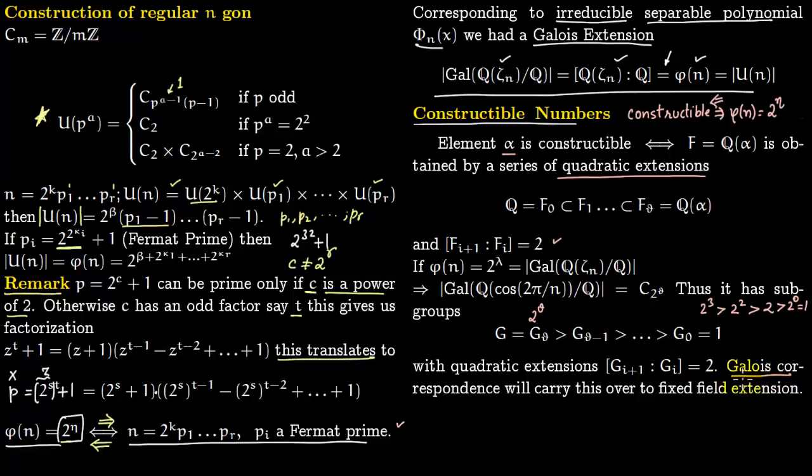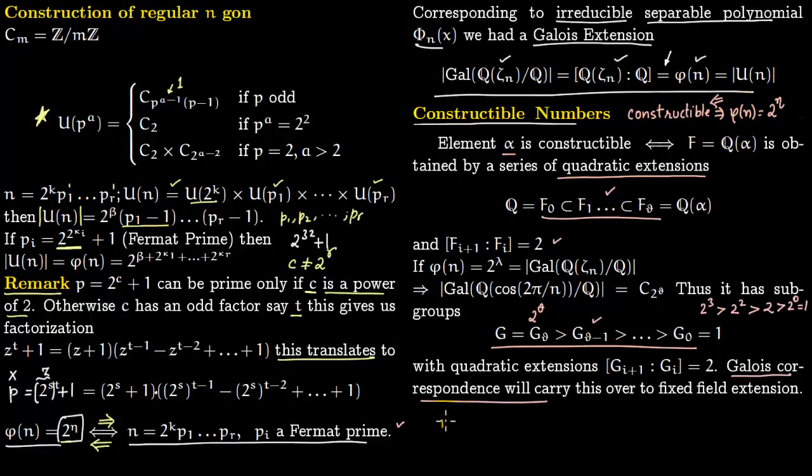So the Galois correspondence here will carry this to these fields. So if your phi of n is 2 to the power of lambda, then this part which we need to construct, this is cosine 2 pi by n, will also have a cyclic group of order 2 to some power, which will give us a series like this, which by Galois correspondence will be in one-to-one correspondence with this. Therefore you will get this extension of degree 2, and therefore your element will be constructible. So we have gone from here to constructible element.